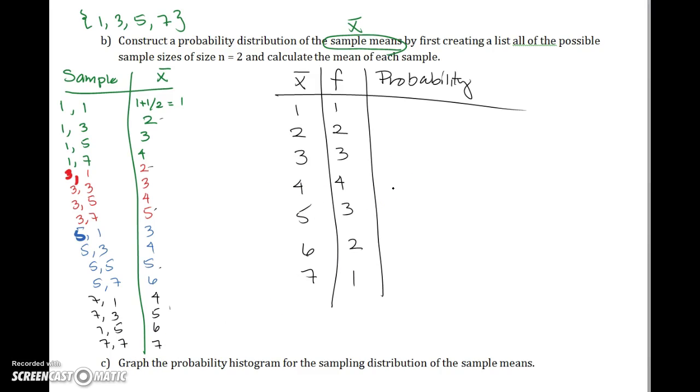Now the probability. Probability is the frequency over the total. So total, we had 16 numbers. If I added up the frequencies, that would also be 16. So for the first one would be 1 out of 16. So the probability of getting a sample mean of 1 is 1/16, which equals, if you use your calculator, 0.0625. For 2 would be 2 over 16, which would be 0.1250. And then what I would love for you to do now, press pause and fill in this chart as well.